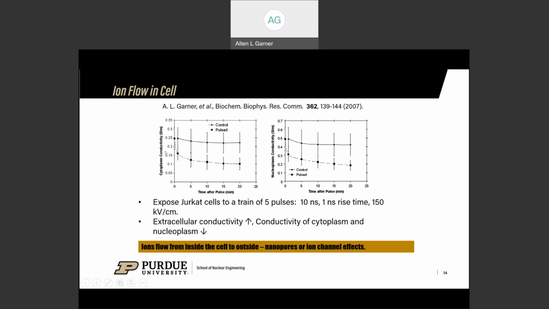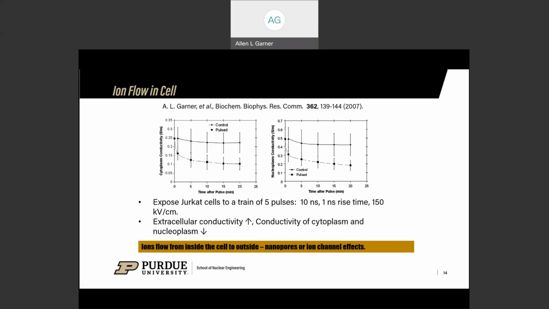What we observed was that the cytoplasm conductivity for the pulsed cells went down over time, and the nucleoplasm conductivity similarly went down over time. So what we're seeing here is the leakage of ions from inside the cell to outside the cell. And we can quantify it using this technique.